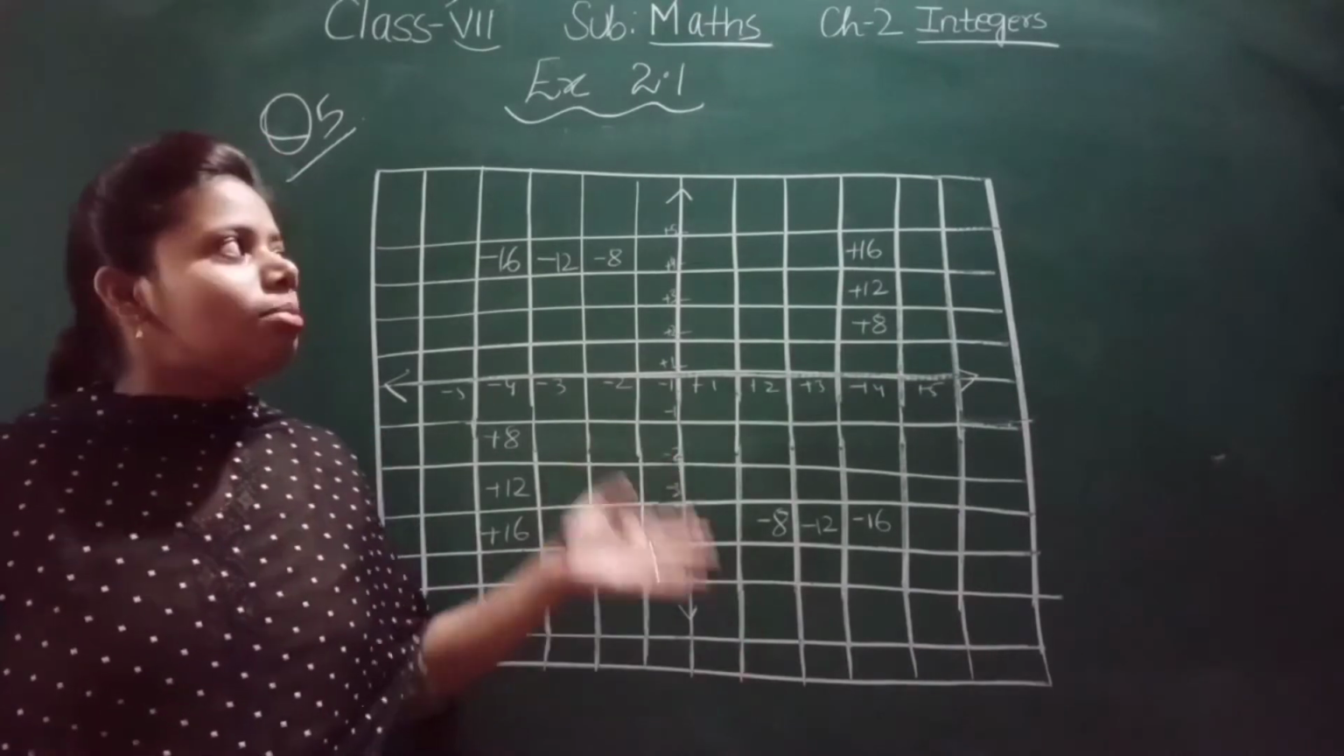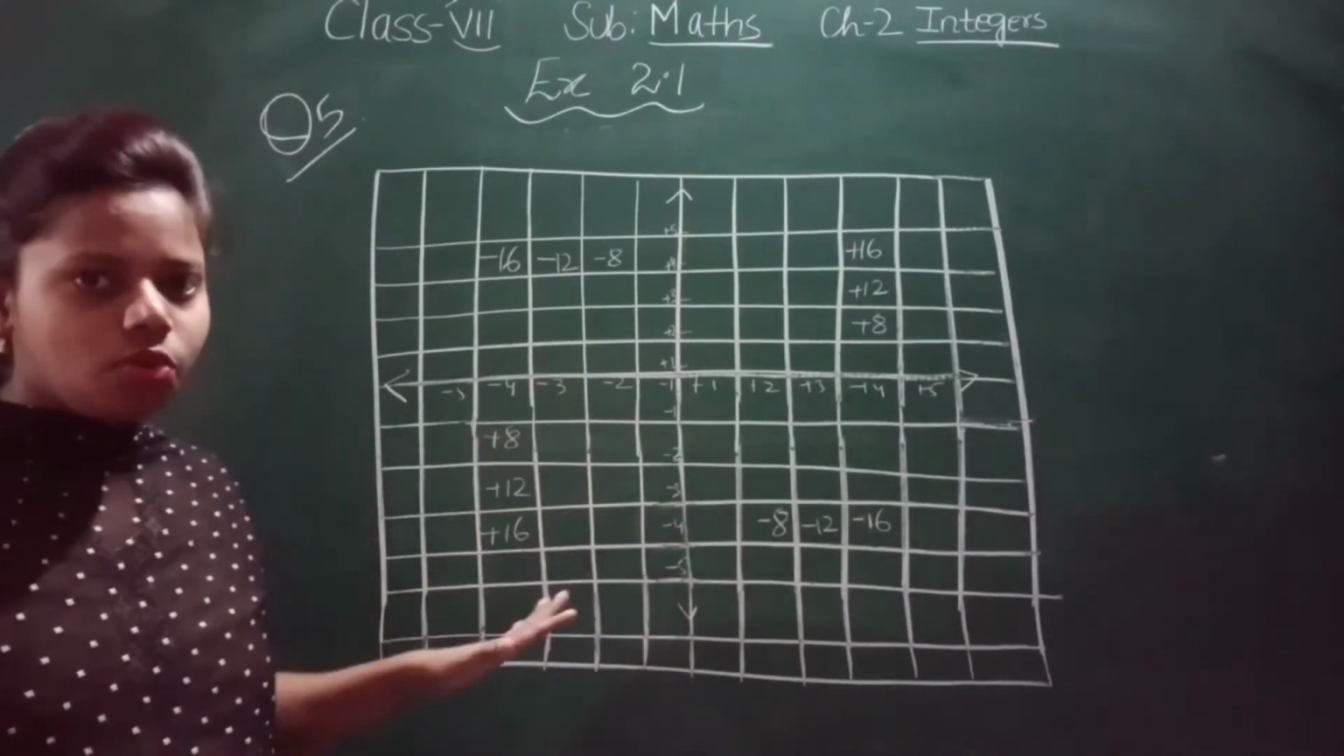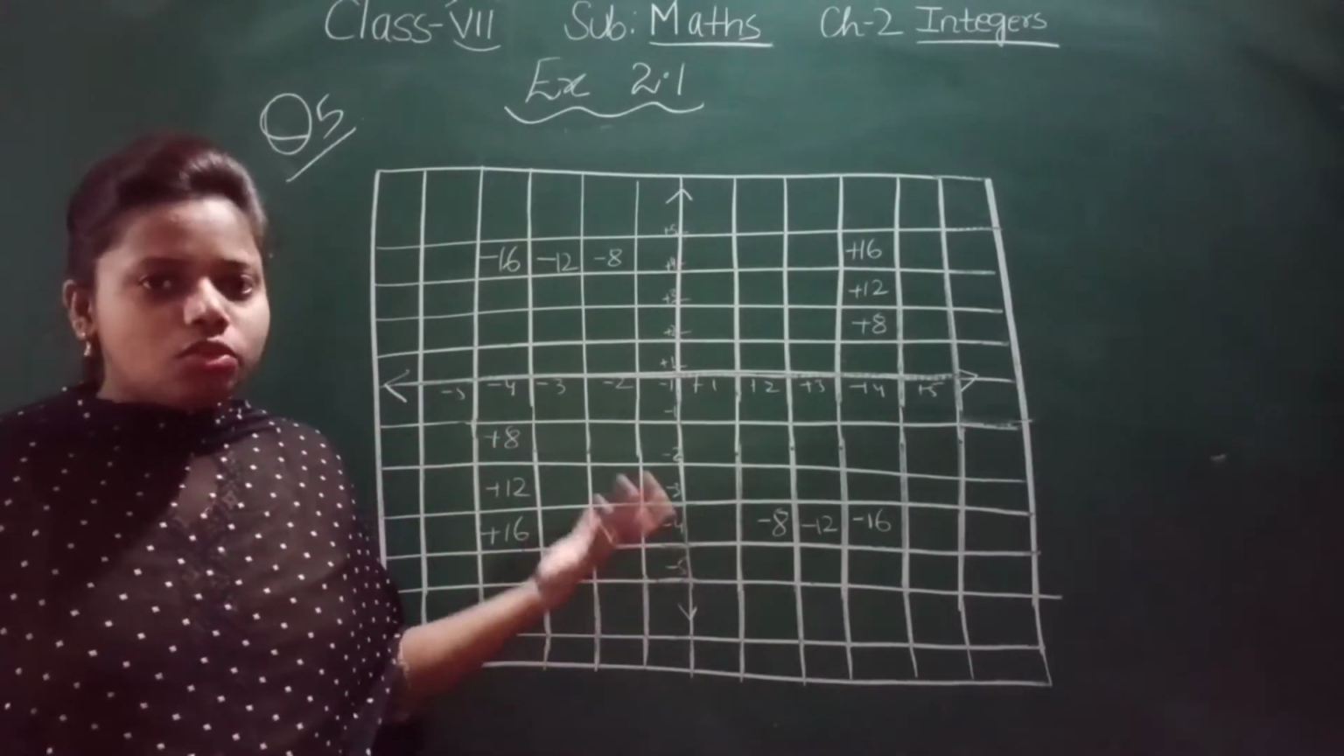I am teaching you chapter number 2, Integers. I am still in exercise 2.1. Till question number 4 I have taught you. Today I am going to teach you question number 5. So what is question number 5?